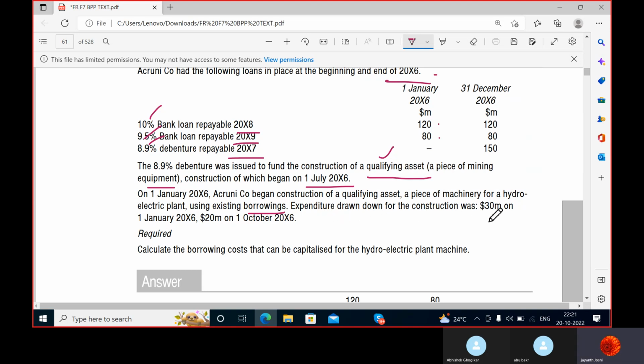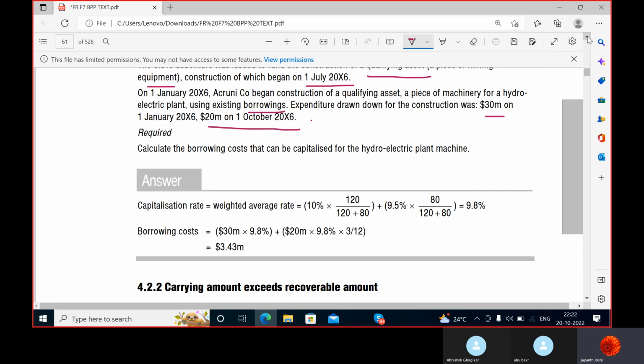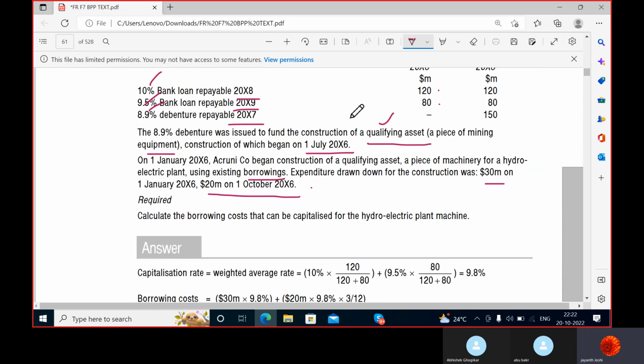Expenditure drawn down for construction was 30 million on 1st Jan and 20 million on 1st October. So let's see what is happening. What are they using actually? They are using the 8.9% debenture, as they are saying, correct?